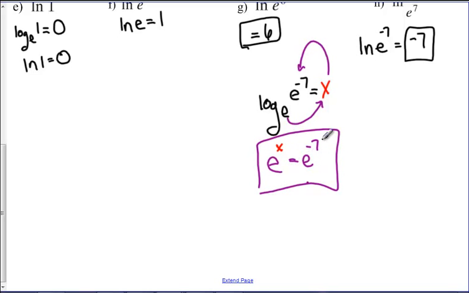So if we have e to the negative 7 on the right side, we have to have e to the negative 7 on the left side. So that x has to be that negative 7, right? Is that okay? Okay.